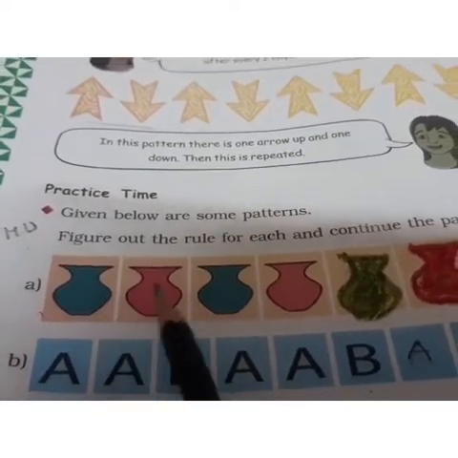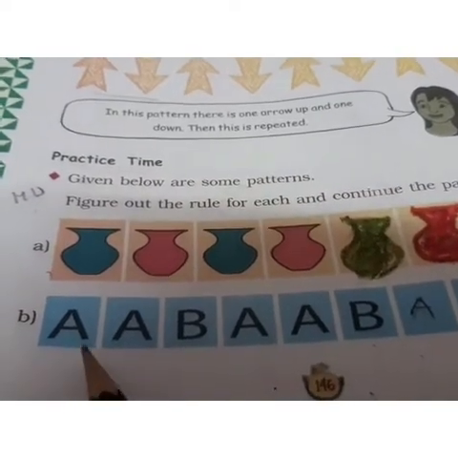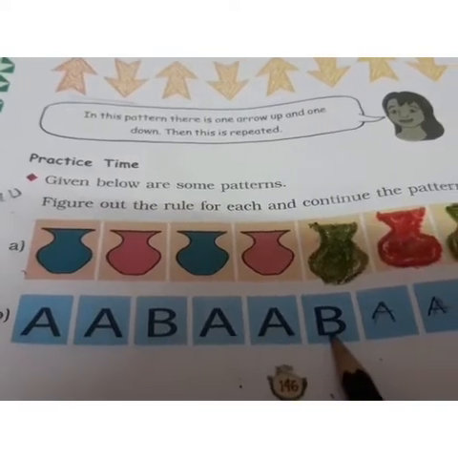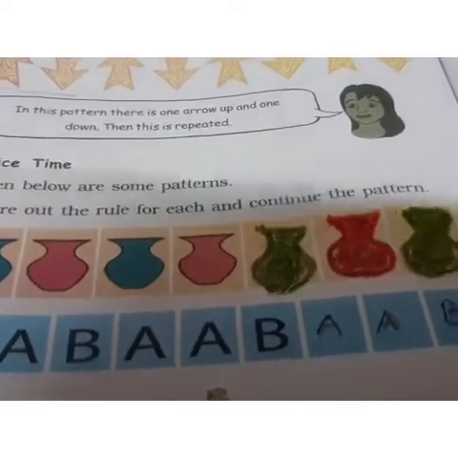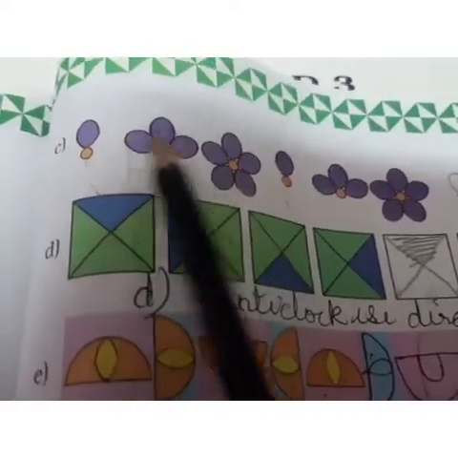In this, one red, one green, one red, one green was followed. Now here what you can see that after 2A, 1B was there. Again 2A, 1B was there. So again 2A and 1B was there. Now here in this you can see that 1 petal, 3 and then 5 petal was there. That means the number of petals started increasing: 1, 3 and 5.